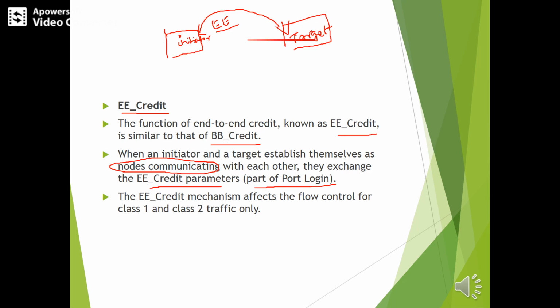The EE credit mechanism affects the flow control for class 1 and class 2 traffic only. So you can make use of the EE credit mechanism only to achieve flow control with respect to class 1 and class 2 traffic.